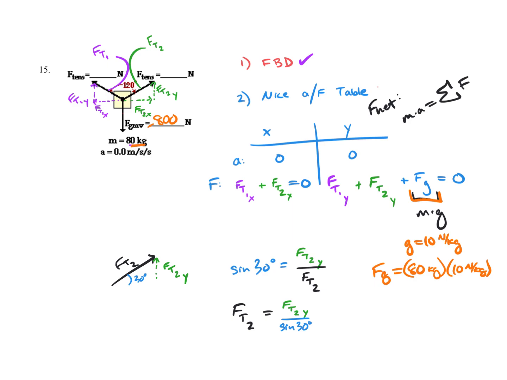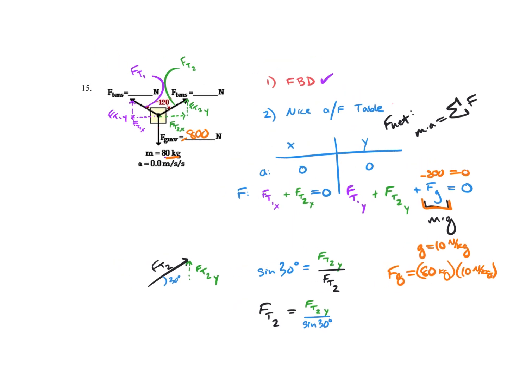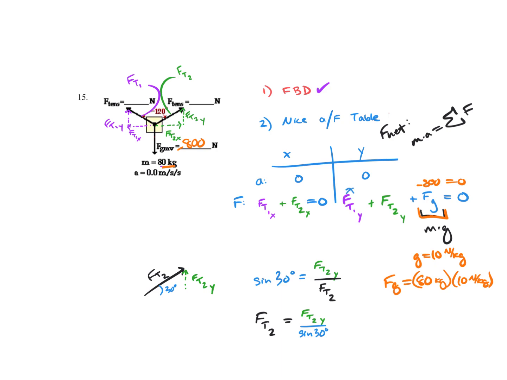Because if you have a negative 800 here, the numbers being added together are x plus y plus negative 800 equals 0. So you can solve for Ft1y and Ft2y to be 400 each. So each of those has to be 400. This one is 400, and that's 400 up. And this one is 400, and that was 400 up. So 400 up plus 400 up plus a negative 800 down equals 0.